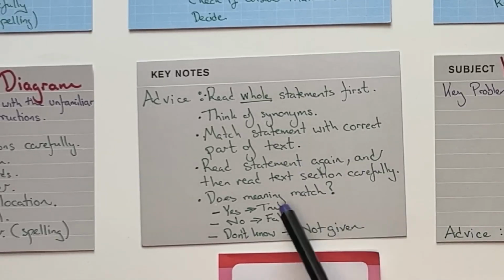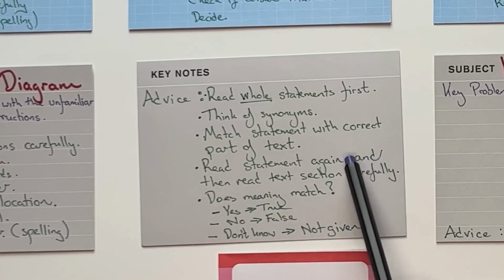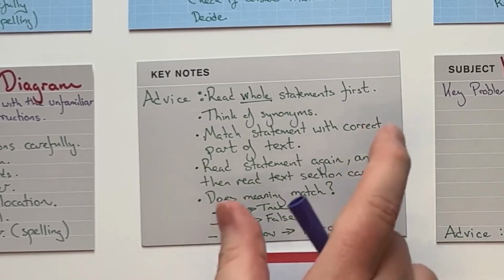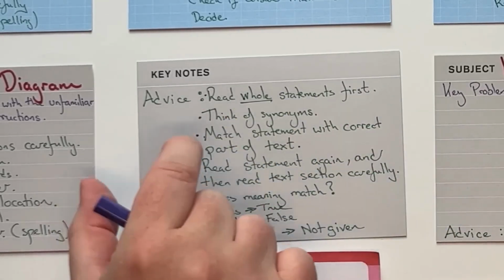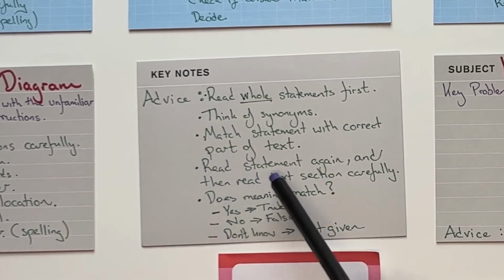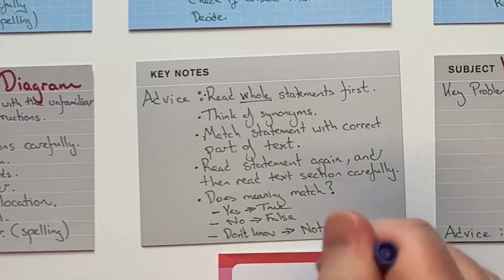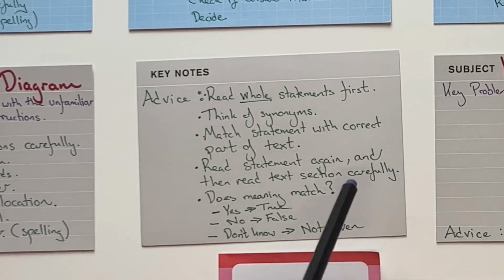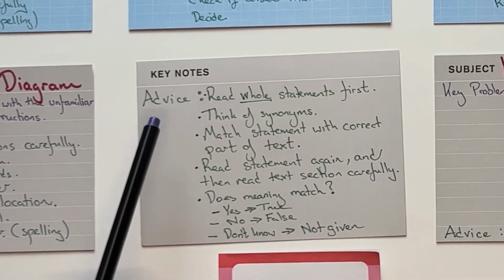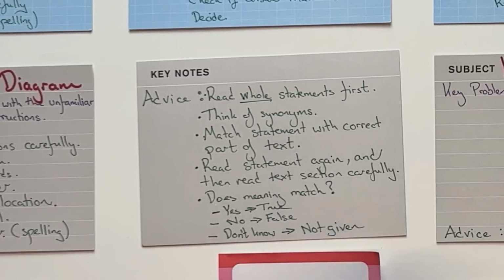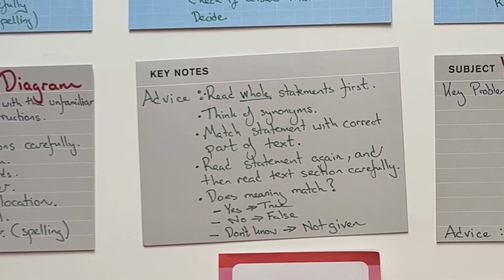Once you find the location, read the statement again. So go back to the statement. You find your part of the text, you have your statement, and then read the text section carefully. Don't just find the part of the text and look at the statement and then immediately go, oh, that's true or that's not given. Calm down, read the whole section carefully.